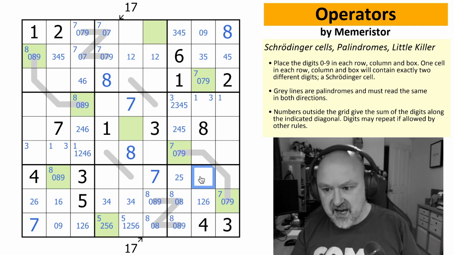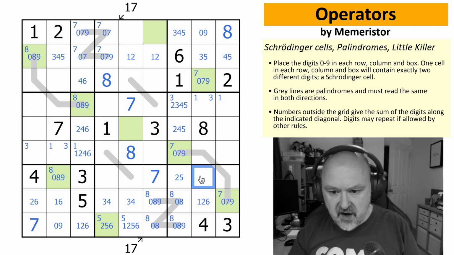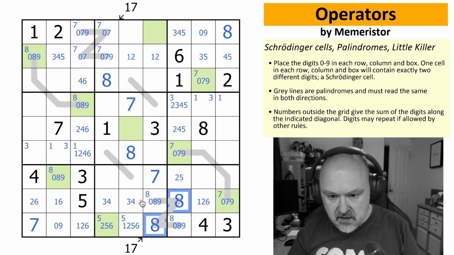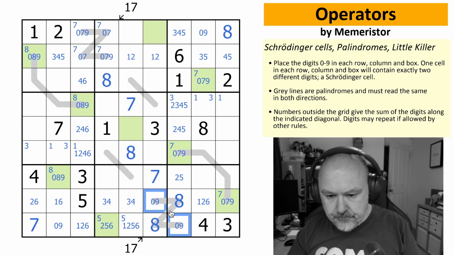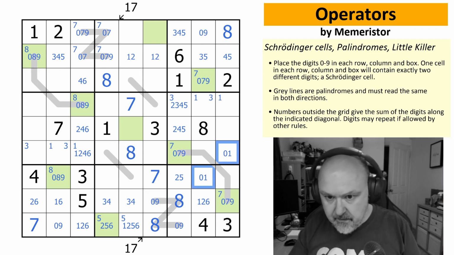9 and 9 is 18. 8 and 8 is 16. I'd have to use an 8. And I can't. Seven and 9 isn't enough. I can't use an 8 in either of those cells. So I must use 8s here, which takes the 8s out of there. So these have to sum to 1. So this is a 0 and a 1.